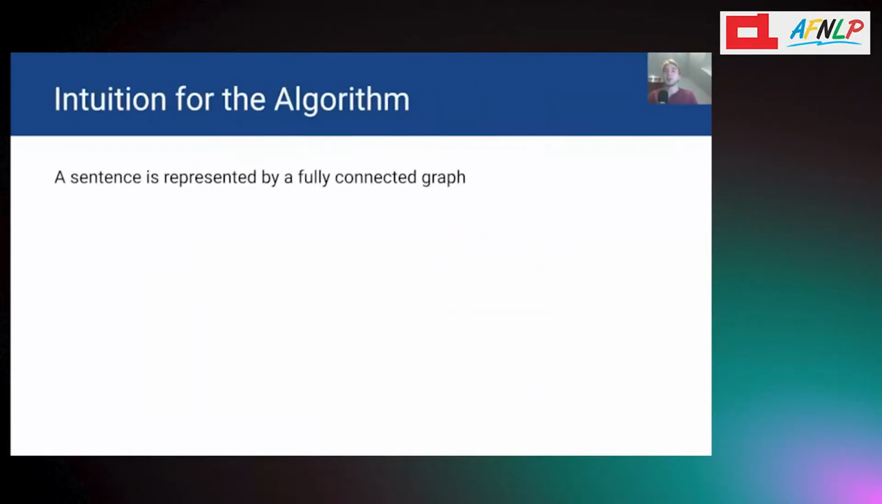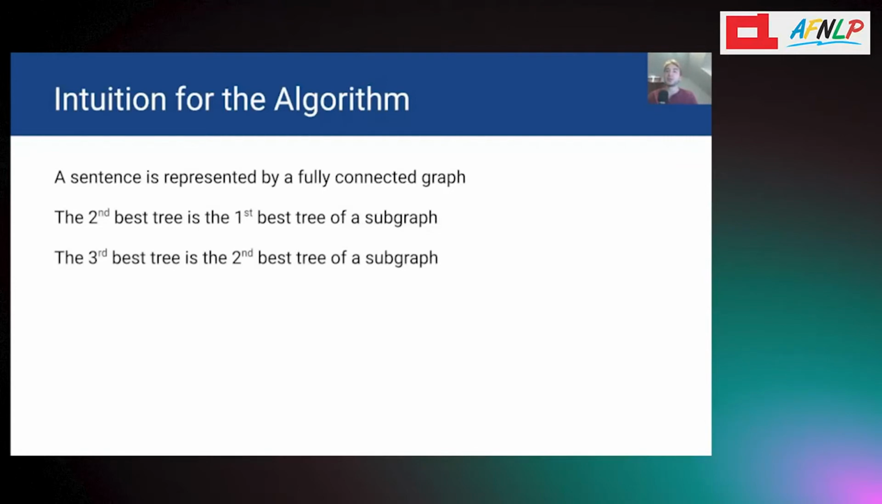The intuition for the algorithm is simple. The second best tree is the first best tree of some subgraph of our original graph, and then the third best tree is the second best tree of another subgraph. And this pattern continues, so that the kth best tree can be reduced to the second best tree of some other subgraph.